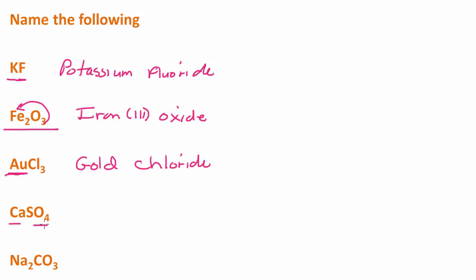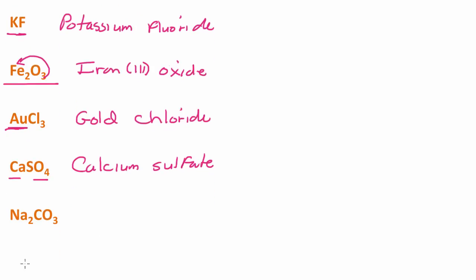Here we have calcium and sulfate. So this would be calcium sulfate. And here we already did this one. This is sodium carbonate. Practice these. There will be several nomenclature questions on the exam.